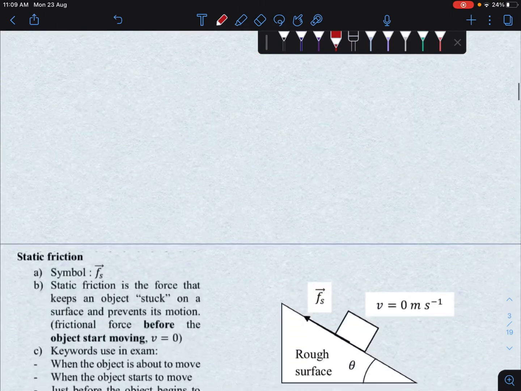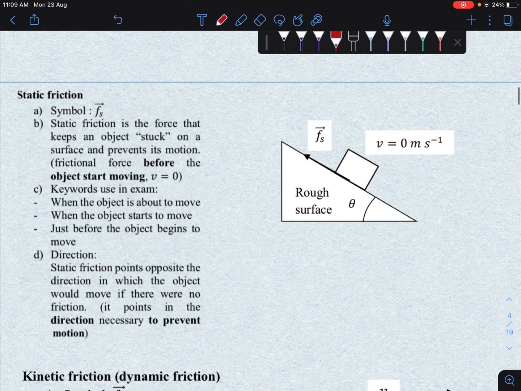Alright. Let us look at the first type of friction here, the static friction. The symbol we use is f subscript s here. So this is our static friction. Static friction is the force that keeps an object stuck on the surface and prevents its motion. This means that when we have a rough surface and you place an object, it will cause the object to stick and not move. It will try to prevent the motion. We know frictional force is to prevent any motion. It opposes any relative motion here. So the case is the same for static, except it causes your object to be stuck there and unable to move. It is the frictional force before the object starts moving.